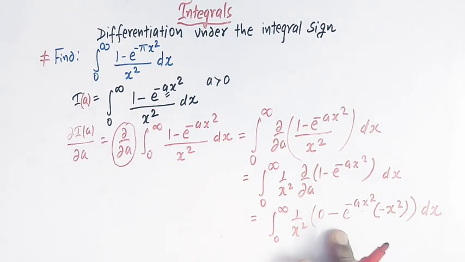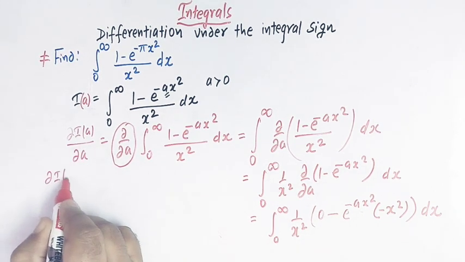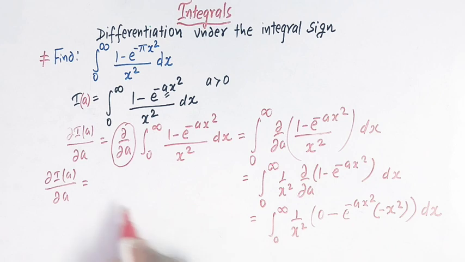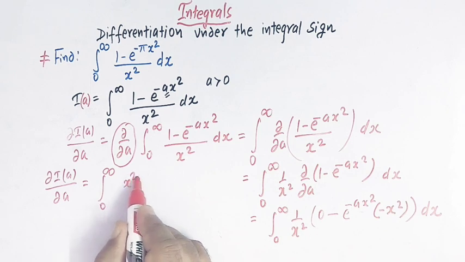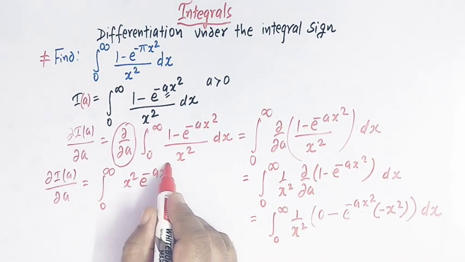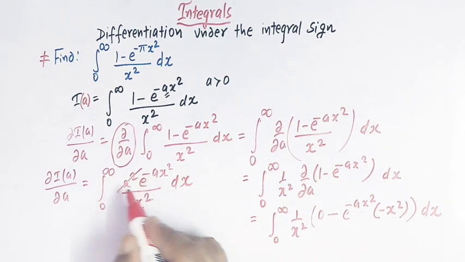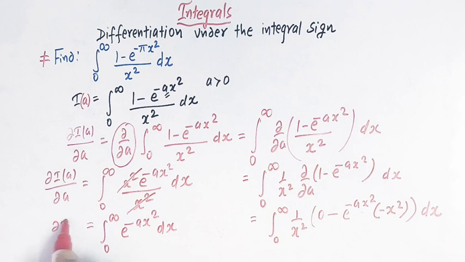So now we can simplify this integral. We have del I of a over del a is equal to the integral from 0 to infinity, and here we have minus minus plus, so we are left with x square e raised to minus ax square divided by x square, dx. Now this x square and this x square get cancelled, so we are left with the integral from 0 to infinity of e raised to minus ax square dx. So now we have this equation.